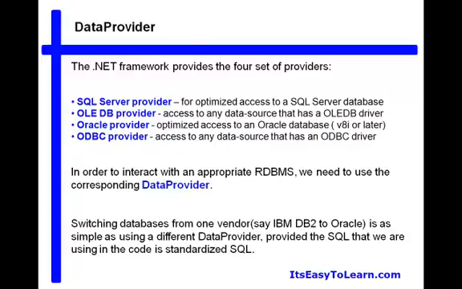The .NET framework provides a set of four providers: the SQL Server provider for optimized access to the SQL Server database, the Oracle provider for optimized access to any Oracle database, and then we have the OLEDB provider and the ODBC provider. In order to interact with an appropriate RDBMS, we need to use the corresponding data provider. Switching databases from one vendor, say IBM DB2, to Oracle is as simple as using a different data provider.